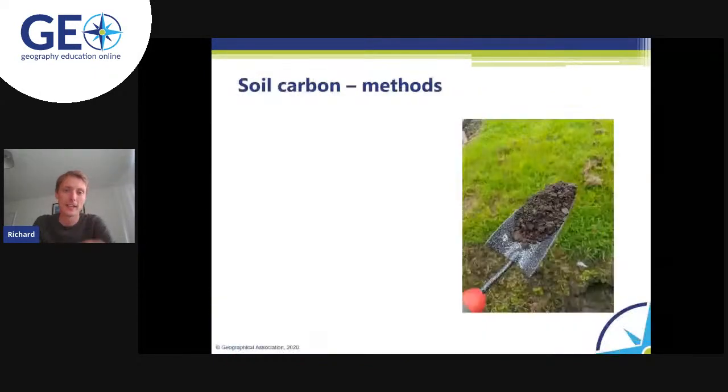So we're going to think of a few different methods that you can use for measuring carbon stores. We're going to focus mainly on soil and vegetation, particularly trees. And then once we've looked at those, we'll have a little think about the kind of context of an investigation. So there's my nice little trowel of soil there on the right.